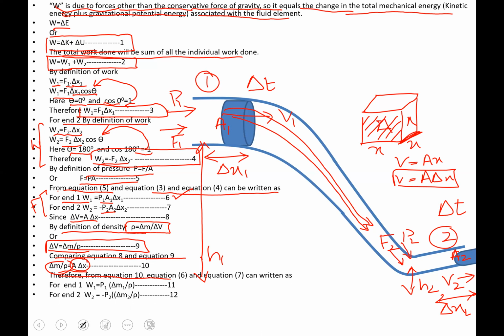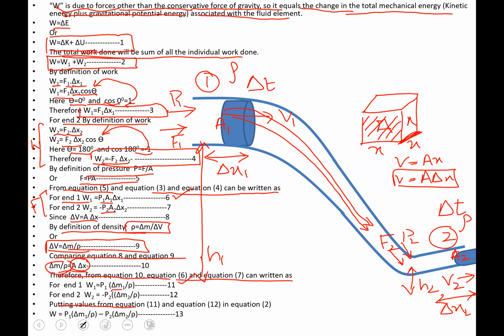Now, if we replace area and displacement with mass over density in our equations, from equation 10, equation 6 and equation 7 can be written as the work done at point 1: W1 is equal to P1 into delta M1 divided by rho, which is equation number 11. Similarly for the second end, W2 is equal to minus P2 into delta M2 divided by density. As we know, the density in this whole procedure will remain the same. That means the density of the material going into the pipe is equal to the density of the material getting out of the pipe. That is why the density has no subscript, because it is the same value. So we have equation 11 as well as equation 12.